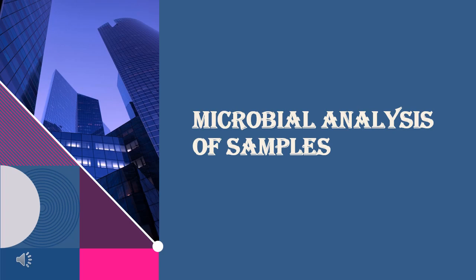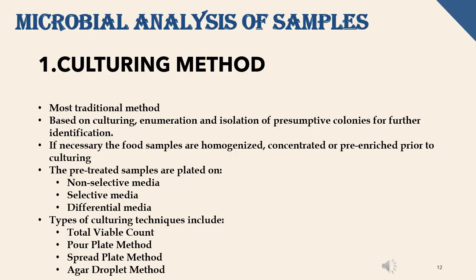Microbial analysis of food. Microbial analysis of food includes three major steps. The first one is the culturing method. It is the most traditional method used for microbial analysis, and it is based on the culturing, enumeration, and isolation of presumptive colonies for further identification.